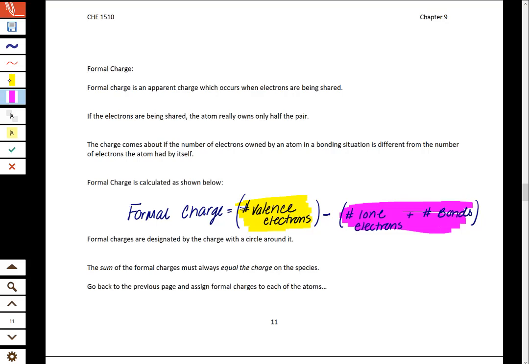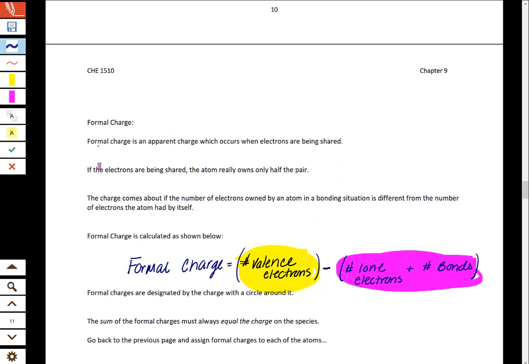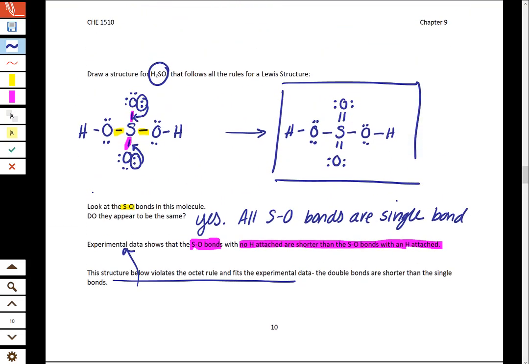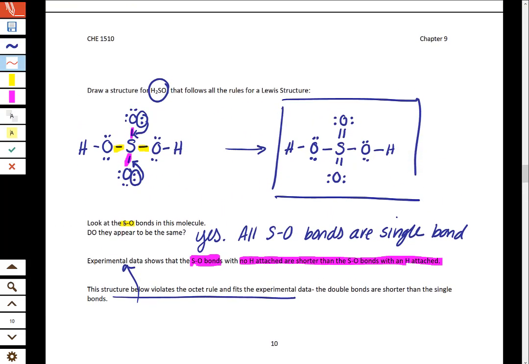So here I've highlighted my valence electrons, part of that equation, in yellow. Here my atom ownership is in pink. So how many electrons that atom actually feels like it owns. And the difference between that is the formal charge. So if we go back to our previous example and we start calculating formal charge, let's start on this structure. Before we start, let me call this oxygen A and this oxygen B so that we can tell the difference.